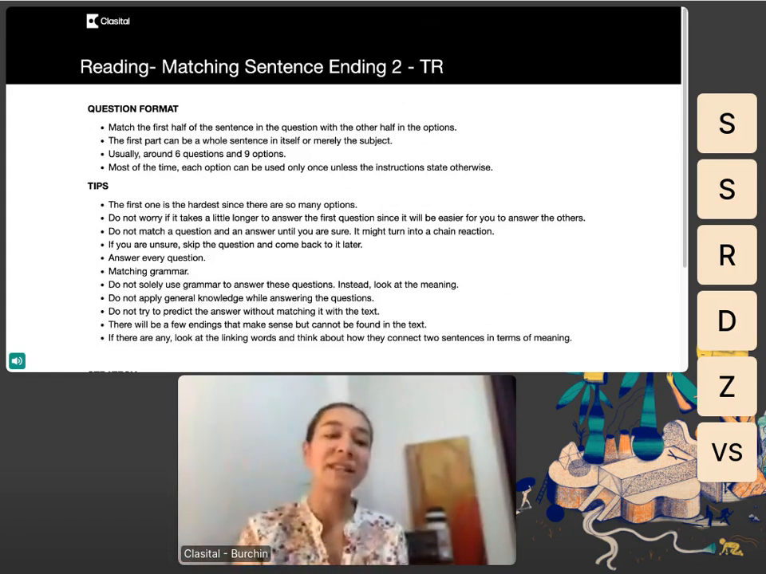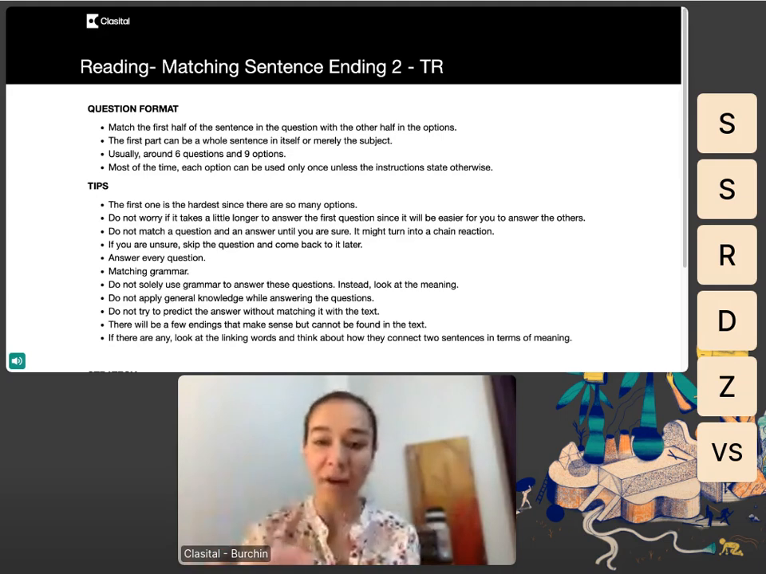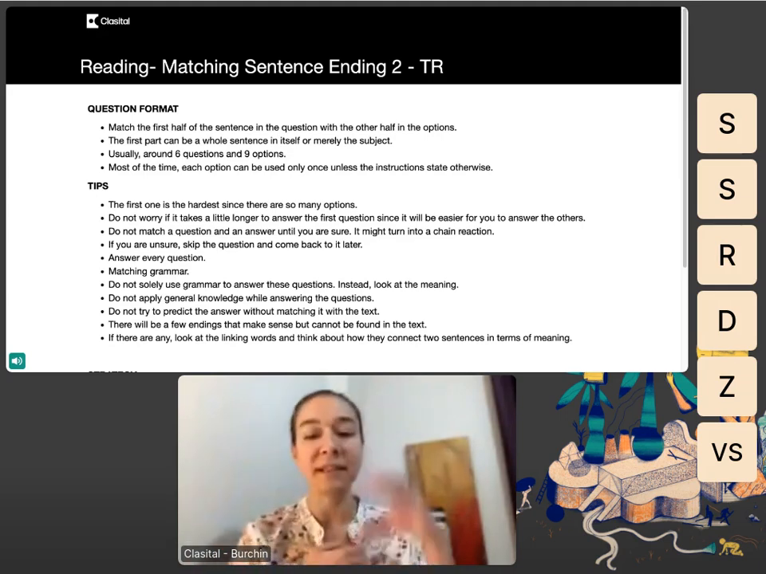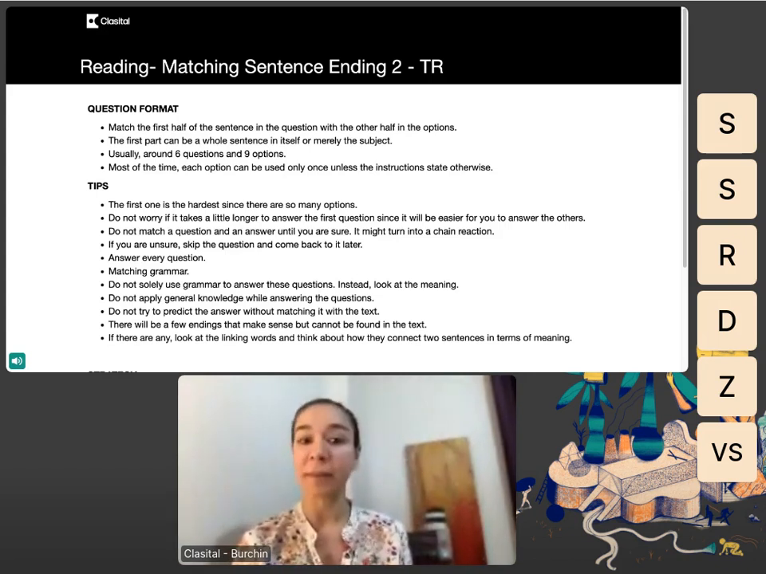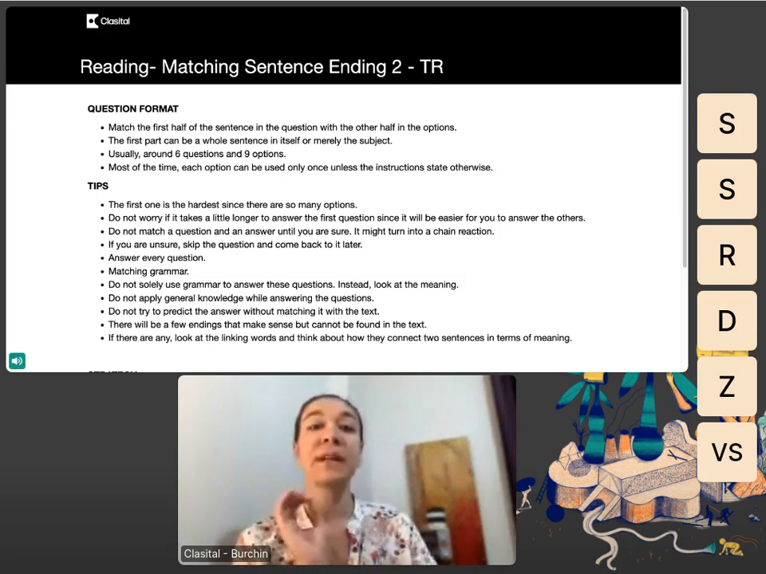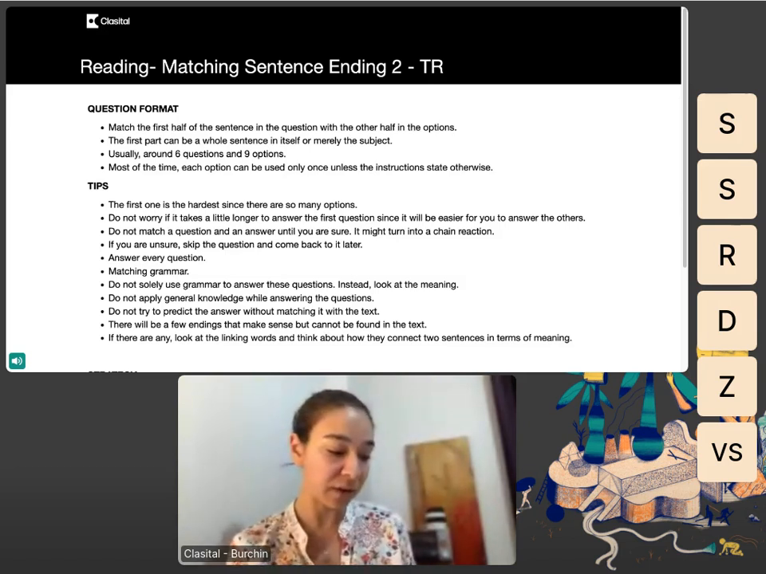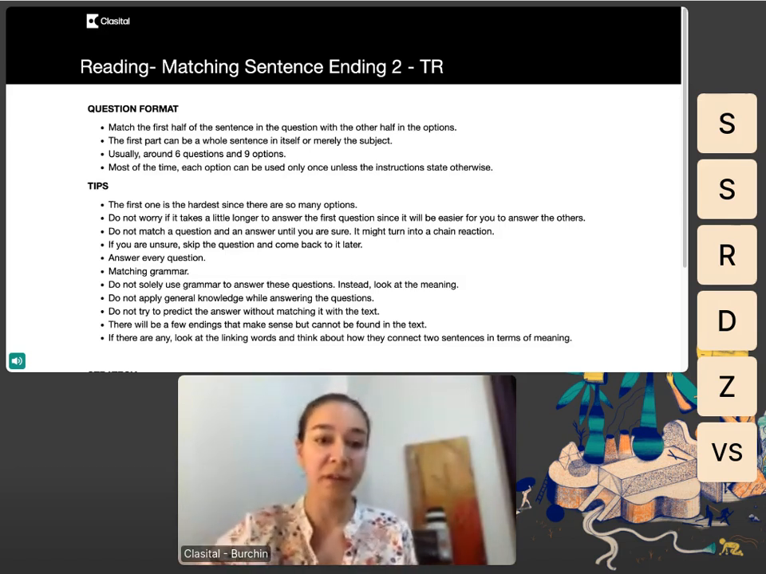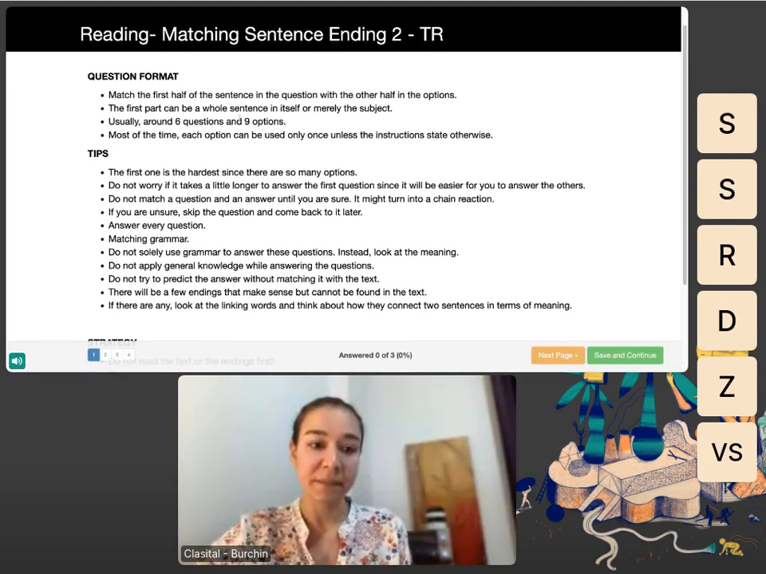Usually there are 6 questions and 9 options, so there are more options than the sentences given. Most of the time, each option can be used only once, unless the instructions state otherwise. Please read the question very carefully. The question will tell you what to do. Yes, let me share you some tips.